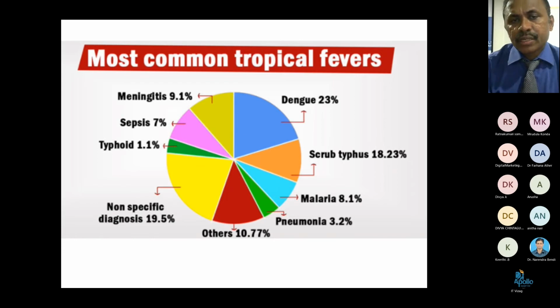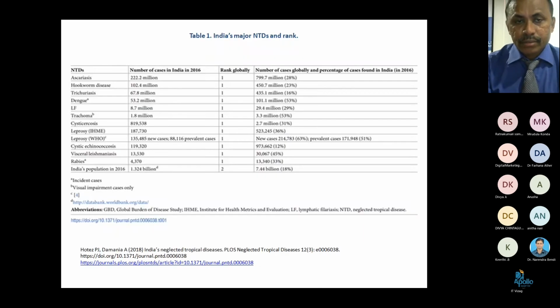If you look at the most common infective diseases, you have dengue on the top with 23%, and scrub typhus about 18 to 19%, malaria, pneumonias, meningitis, typhoids, and non-specific diagnoses and other non-infective diseases. You have to think of all these possible causes.